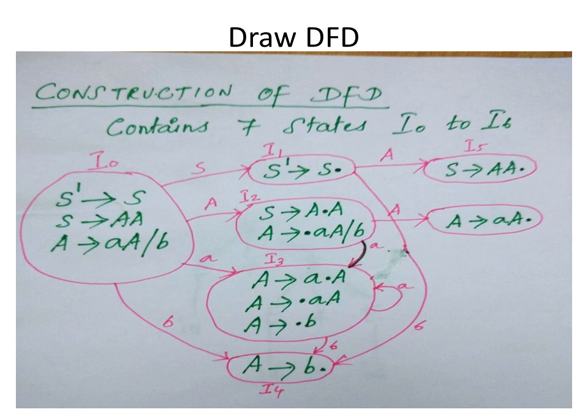So we need to move the dot to the right. If it is a non-terminal, we need to reduce the production. If it is a terminal, we need to shift the production. So two points you should remember. During parsing, if it is a non-terminal, we need to reduce the production. If it is a terminal, we need to shift the production. So these two we need to remember.